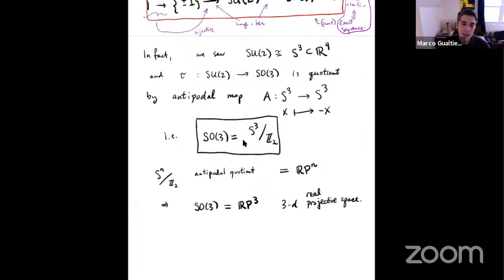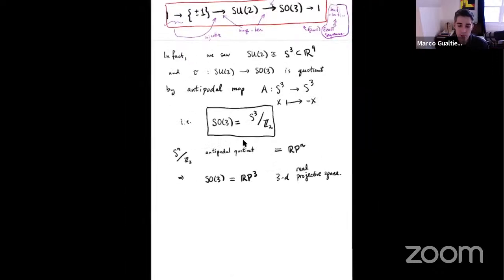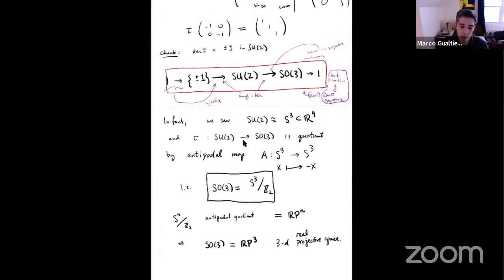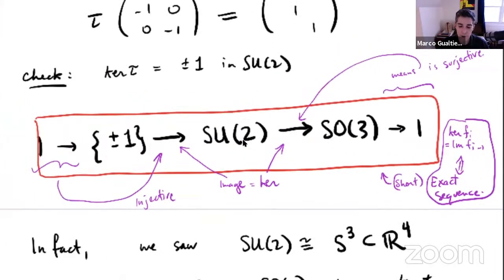And you might learn at some point in one of your topology classes that when you take S3 and you mod out by the antipodal involution, you get a space which has a name. It's called RP3, the 3-dimensional real projective space. So SO3 is a group. As a group, it's better to call it SO3. As a space, it's better to call it RP3, because then topologists will know what you're talking about. Okay, that's the kind of setting that we're in. I just wanted to make crystal clear the relationship between the groups.